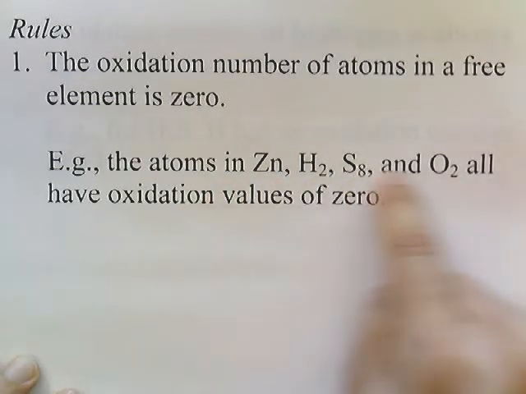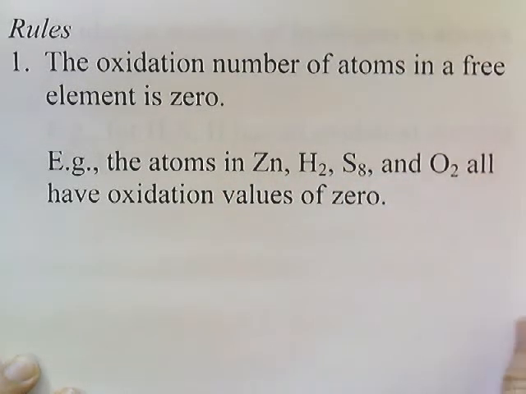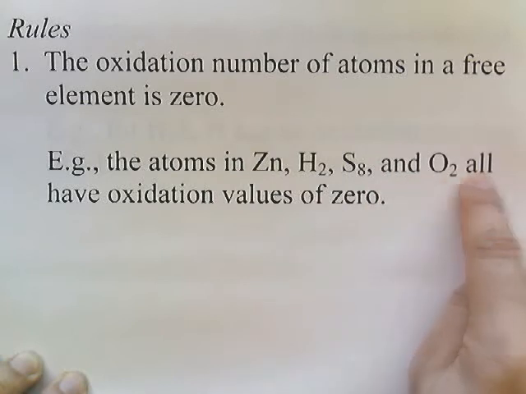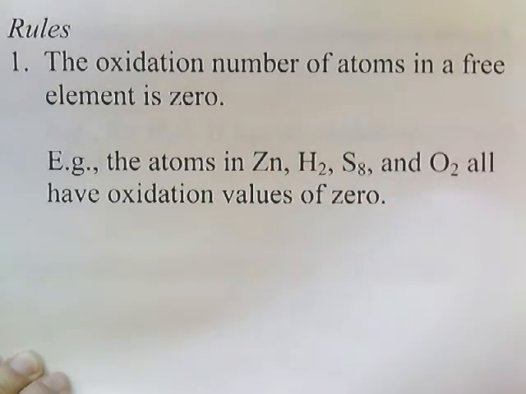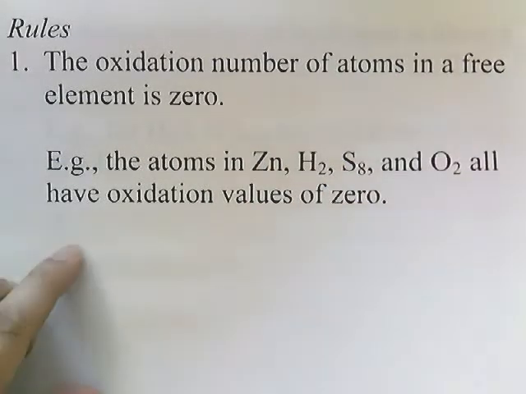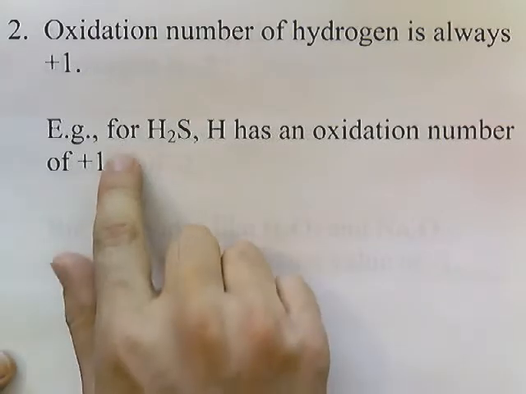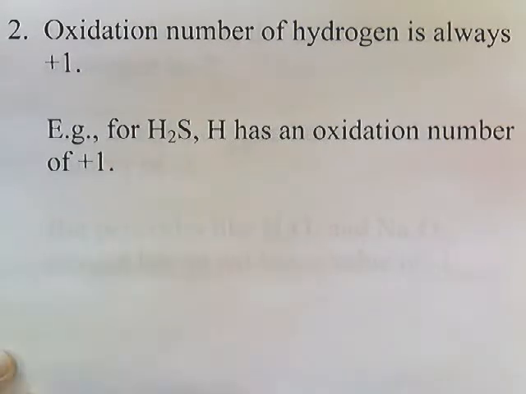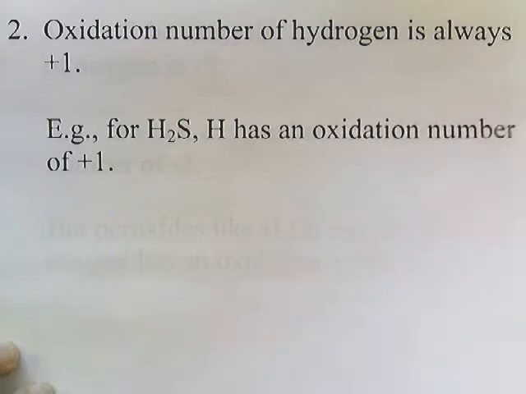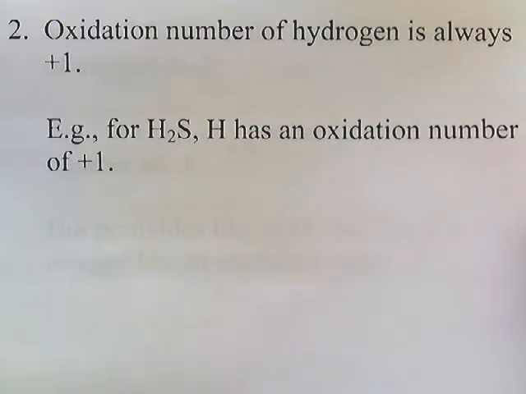So these are all elements. All right? So if it's in the elemental state, the atoms have oxidation values of 0. The oxidation number of hydrogen is always +1. Remember, that's when it's combined with something else, when it's part of a compound. For example, for H2S, H has an oxidation number of +1. So in the non-elemental state, hydrogen is going to have an oxidation number of +1.